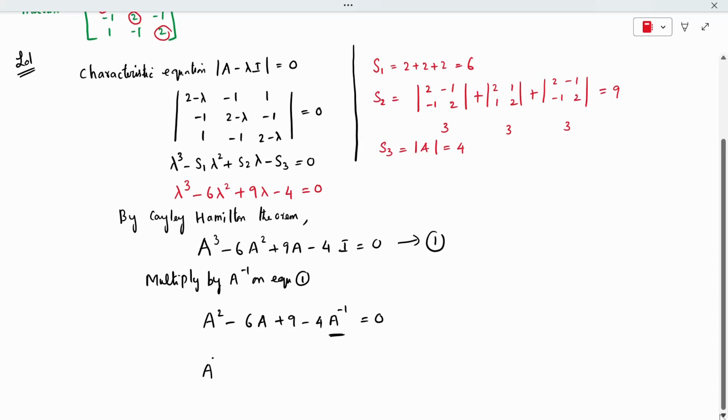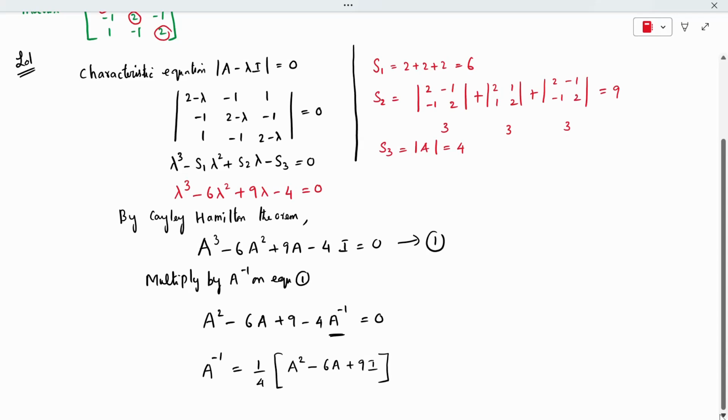So now I need only A inverse. I will bring the A inverse term to this side, and the remaining terms to the other side. So 4 is there, so 1 by 4 into the remaining elements on the right hand side. It's nothing but A squared. Already the minus symbol is there, so I need not change the symbol. But here it is plus, so you have to change the symbol. You should not forget that. So A squared minus 6A plus 9I is your A inverse, times 1 by 4. This is our A inverse.